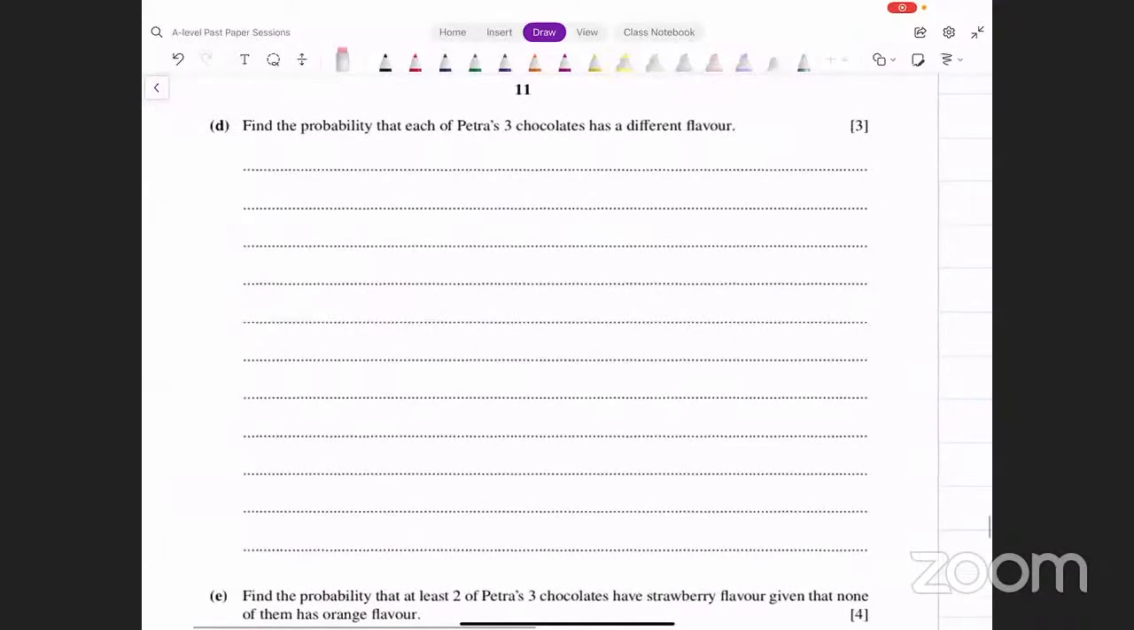Now it says find the probability that each of Petra's 3 chocolates has a different color. Okay, now let me write that down here again. We had lemon flavor.